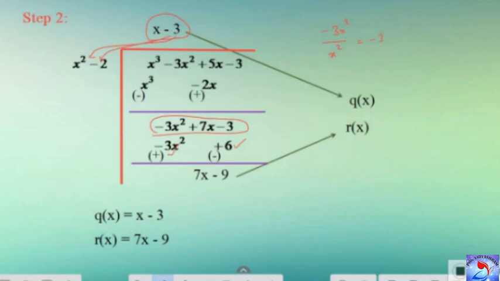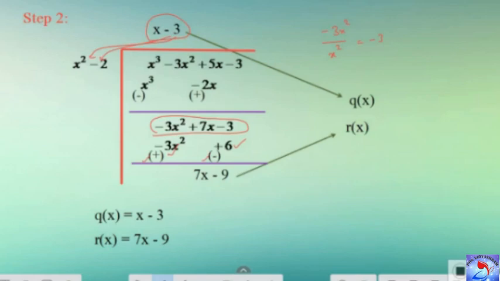The next thing that we have to do is subtract these two. That is, subtracting the product from the available dividend, for which we need to change the signs. We have minus 3x square here, which should be converted to plus 3x square. So the positive sign is written over here. Then we have plus 6, so this has to be converted to minus 6. The negative sign is written inside the bracket here.